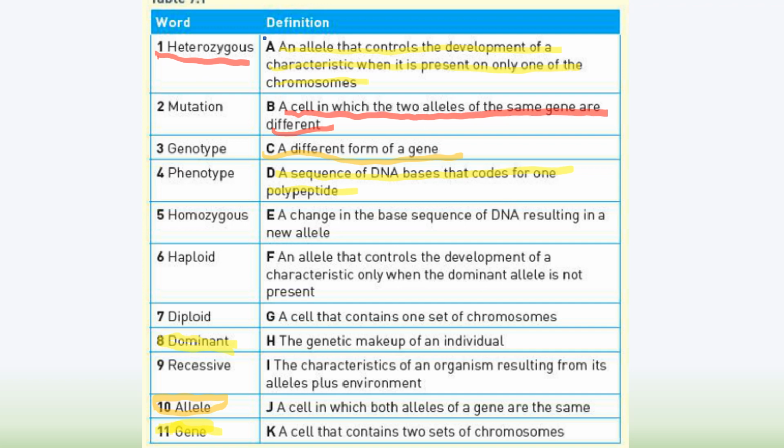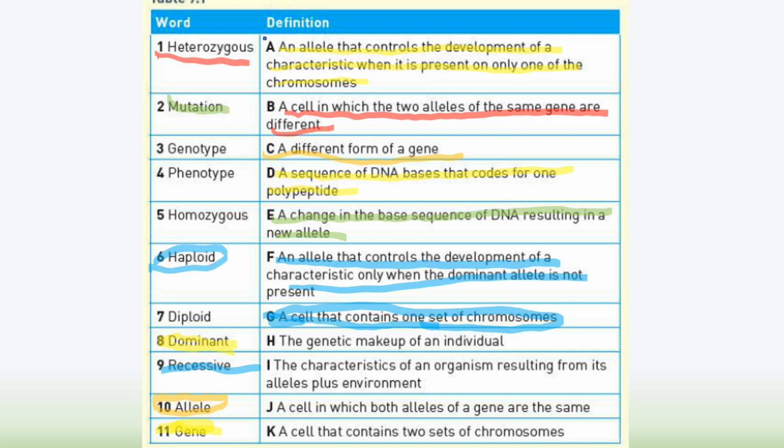A change in the base sequence of DNA resulting in a new allele is a mutation. An allele that controls the development of characteristics only when the dominant allele is not present is obviously recessive. And a cell that contains one set of chromosomes, so it's got a complete set of chromosomes, but only half effectively, that is your haploid.